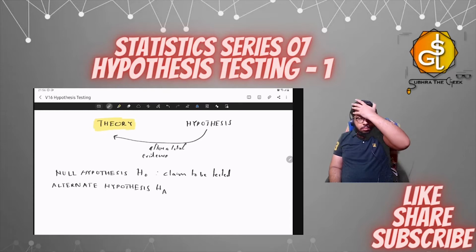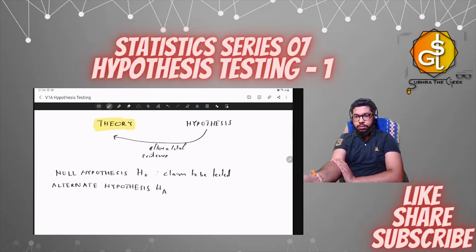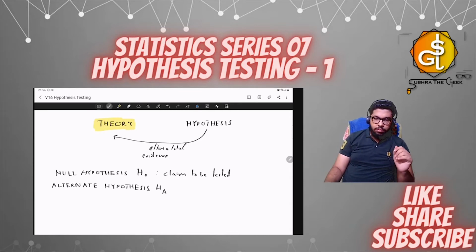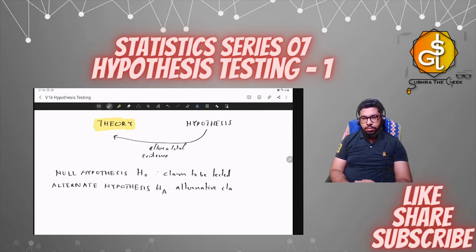You're making a claim, and that claim is put up for testing, and you're going to pitch all the evidence in favor of or against the null hypothesis. The alternate hypothesis is what is against or rebelling against the null hypothesis. This is your opposite, or not opposite, but the alternative, the other answer for the claim. If the null hypothesis is false, then this is what you're going to look forward to. So this is the alternative claim that you're considering.